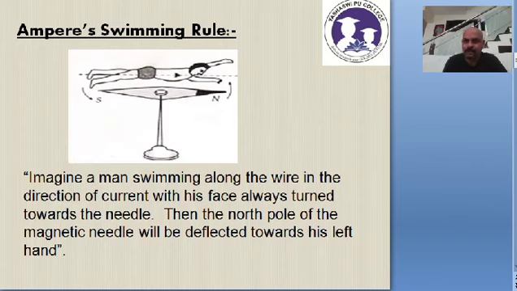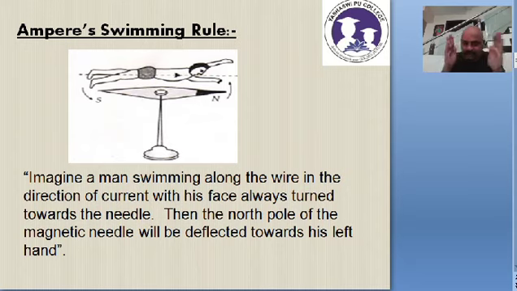Just imagine a person swimming along the wire in the direction of the current. A magnetic needle kept below that person who is swimming in the direction of the current will deflect towards his left. Suppose you keep the needle above him, it will deflect towards his right. Very simple. This is Ampere's swimming rule, which gives the direction of the magnetic field.